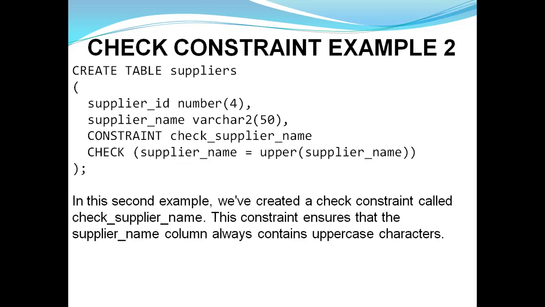यहां पे हमने क्या यूज किया है? कंस्ट्रेंट, कंस्ट्रेंट नेम, चेक, सप्लायर नेम, अपर सप्लायर नेम. मतलब यहाँ पे जो भी सप्लायर का नाम है वो सिर्फ अपर केस में ही एक्सेप्ट करेगा. That's simple. So now we are allowed to give a condition of our required of a organization. So check constraint is, that's why it is called as a business rule constraint.